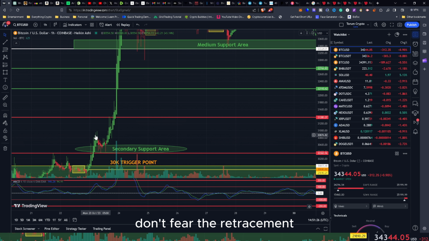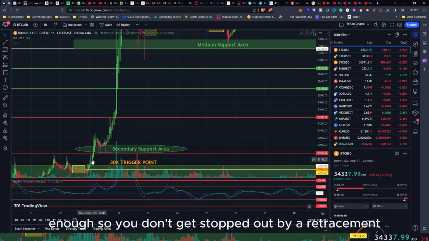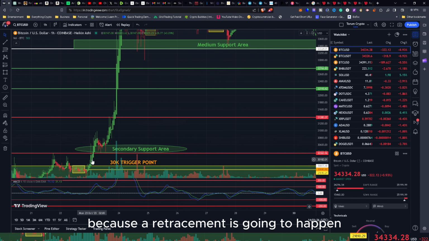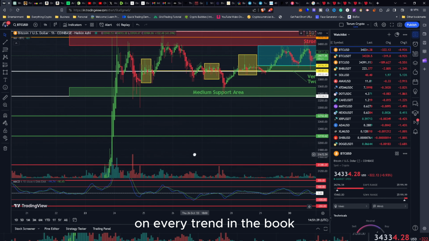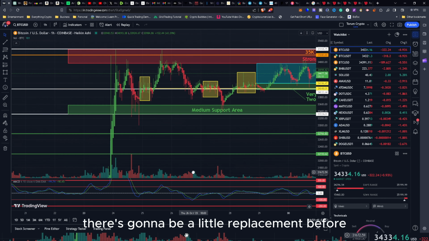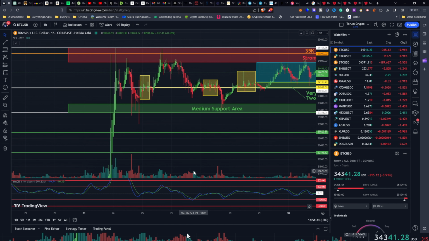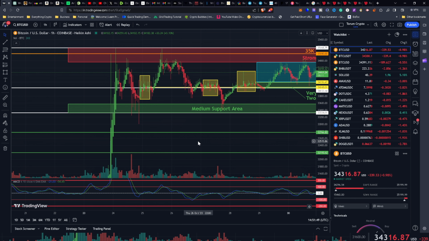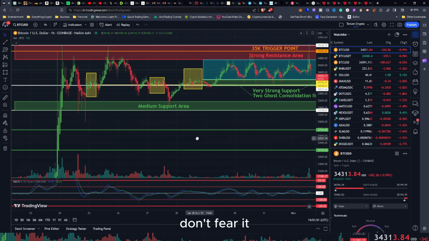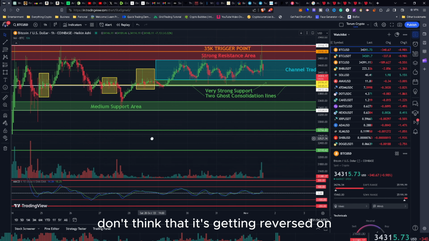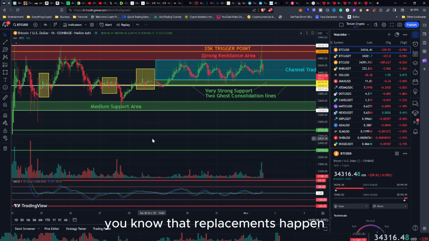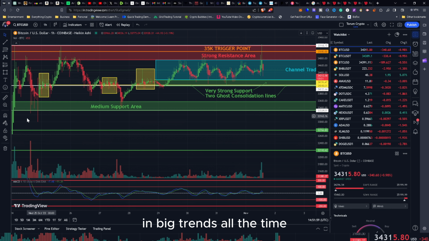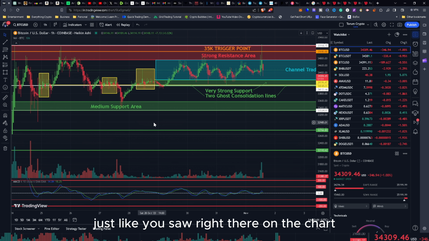Don't fear the retracement. Have your trailing stop back far enough so you don't get stopped out by a retracement, because a retracement is going to happen on every trend in the book. There's going to be a little retracement before the trend finishes. So you have to be prepared for that. And when it happens, don't fear it. Don't think that it's getting reversed on you. Know that retracements happen in big trends all the time, just like you saw right there on the chart.